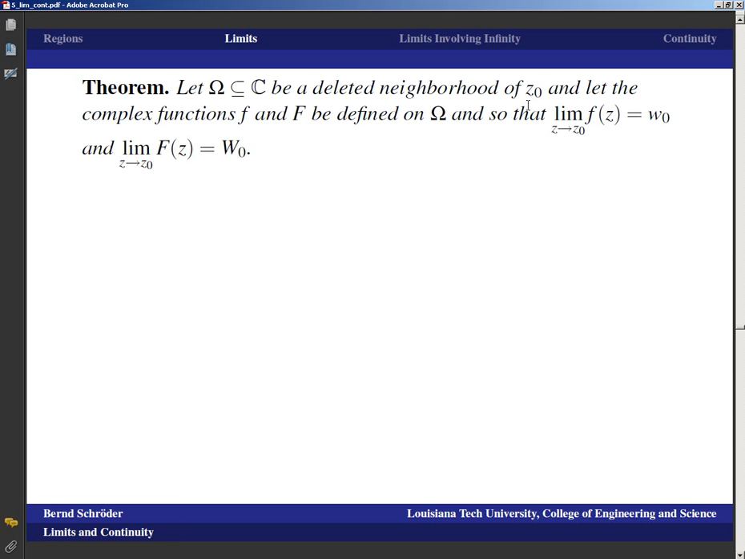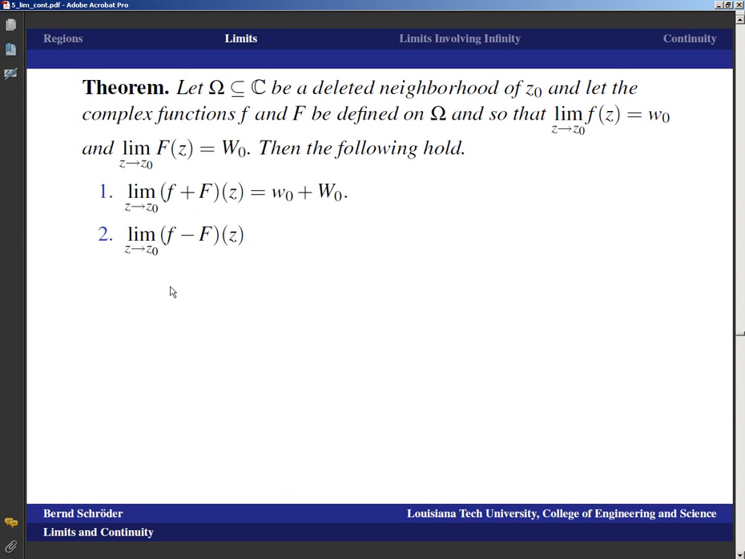Take a deleted neighborhood of z0. Take two complex functions, lowercase f and capital F, that are defined on that deleted neighborhood of z0, and assume that the limit as z goes to z0 of lowercase f is lowercase w0, and that the limit as z goes to z0 of capital F is capital W0. Then the following hold. The limit of the sum lowercase f plus uppercase F as z goes to z0 is lowercase w0 plus uppercase W0.